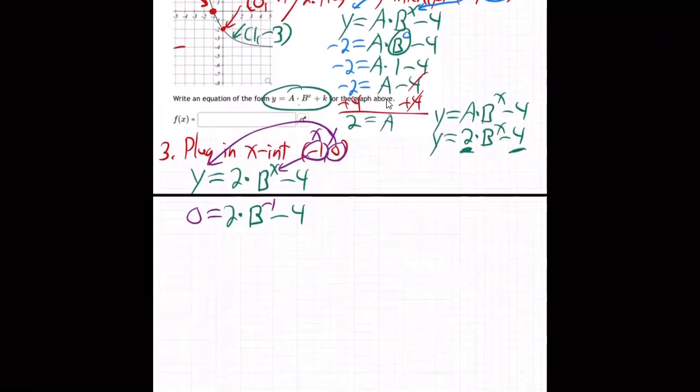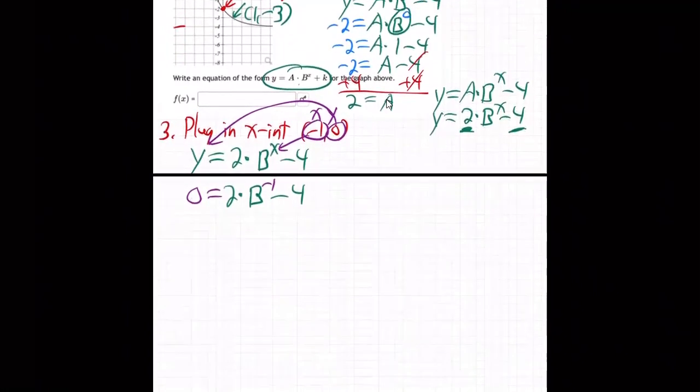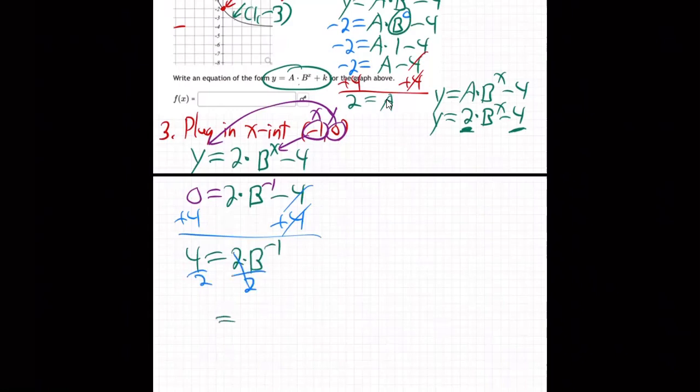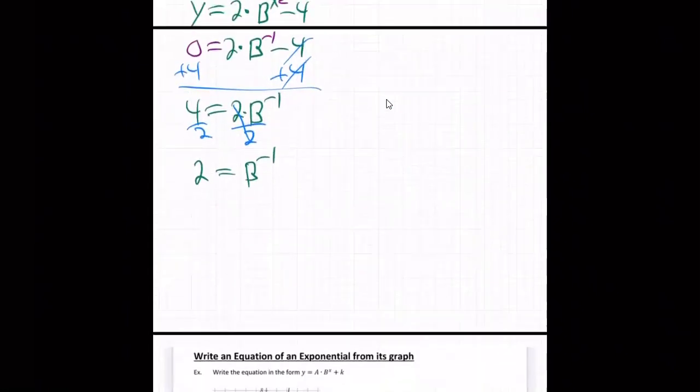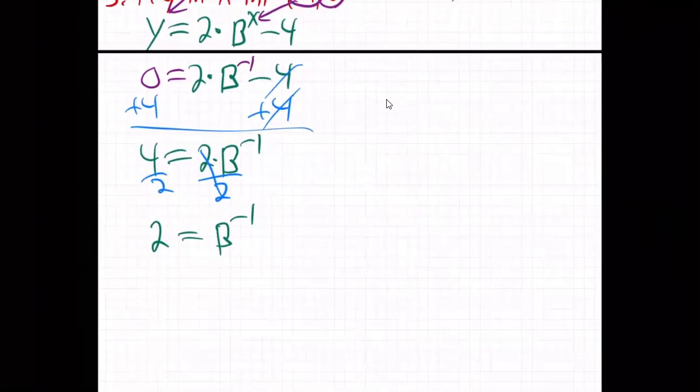So plug in the x-intercept. So this is going to be 0 equals 2 b to the minus, oh, wait, I'm not changing anything. Let's add 4 to both sides. I'm trying to solve for b now. And we get 4 equals 2 times b to the minus 1. And then divide by 2. Boom. b to the minus 1 equals 2. We're good so far.